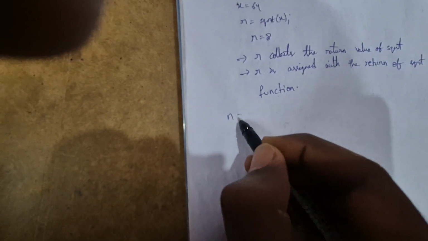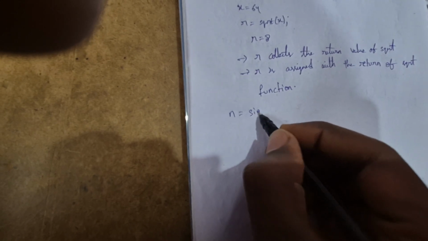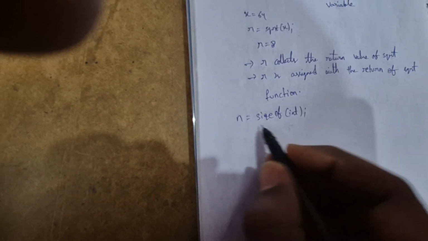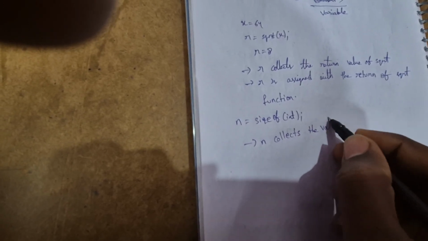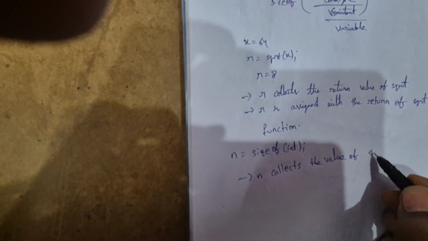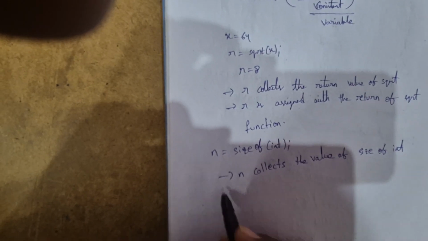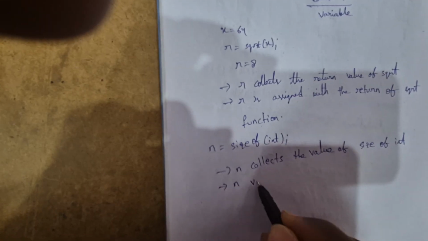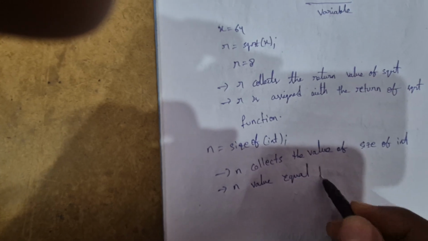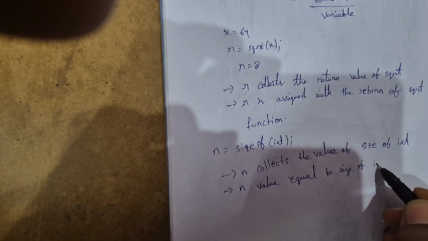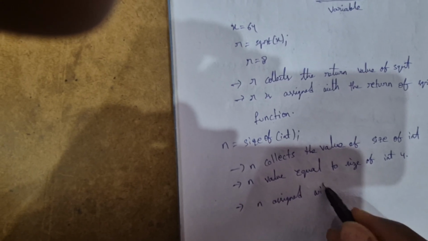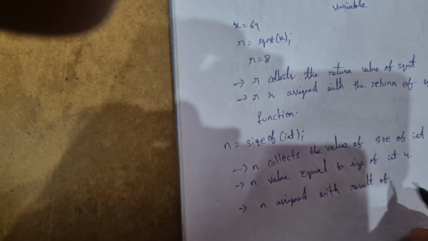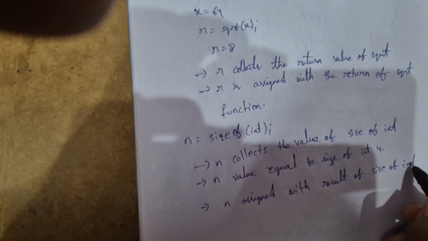And n equal to sizeof int. This way n collects the value of sizeof int, and n value equal to sizeof int is 4. Therefore n is assigned with the result of sizeof int. Okay, understand?